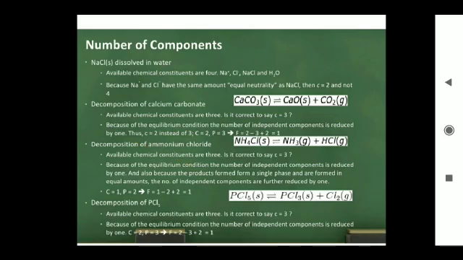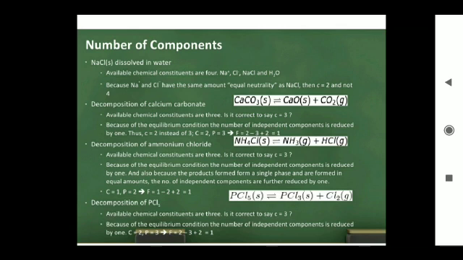you will understand the components. When sodium chloride is dissolved in water, it contains chemical constituents: 4, sodium and chloride ions, sodium chloride and water. Because sodium and chloride ions are in equal amounts and neutral, the number of components is 2, not 4.